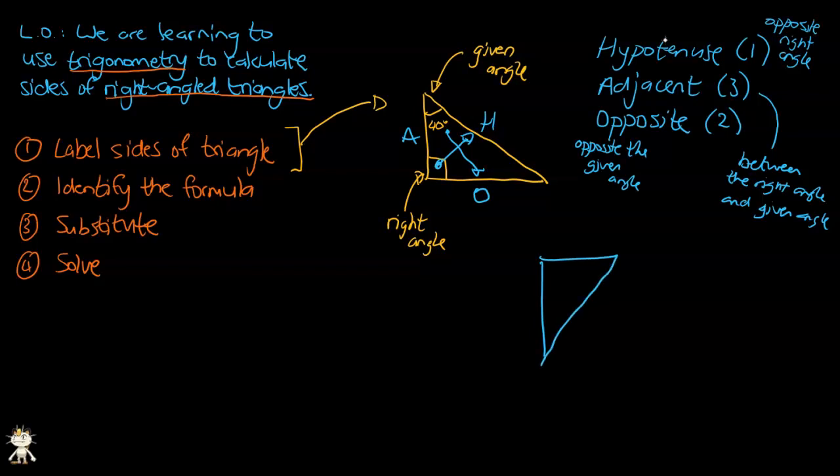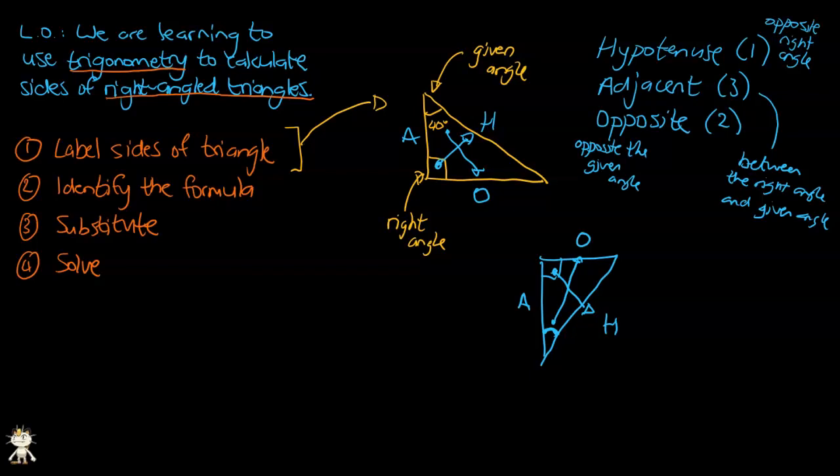Let's quickly draw another one. So there's our right angle triangle. Let's say we're given this angle down at the bottom. So find the right angle. The opposite to that is the hypotenuse. Find the given angle, or the angle you're using. The opposite to that is the opposite. And between the right angle and the given angle is the adjacent. So hopefully that recaps that. Hopefully you've got a good understanding of how to label the hypotenuse, the opposite, and the adjacent. I'm now going to clear my screen.